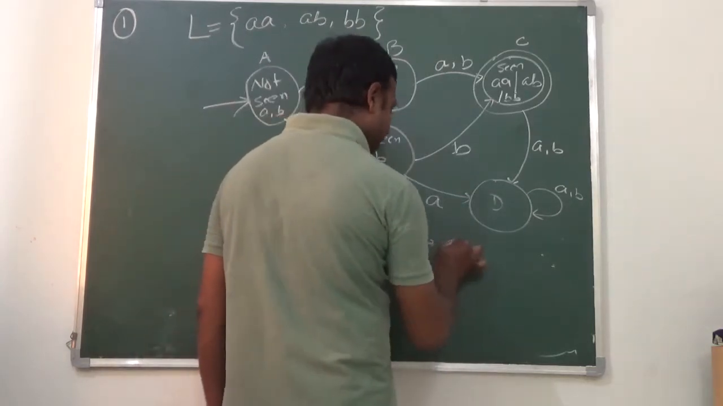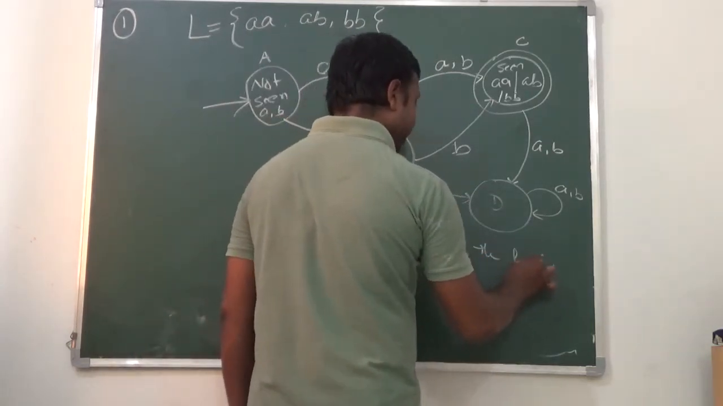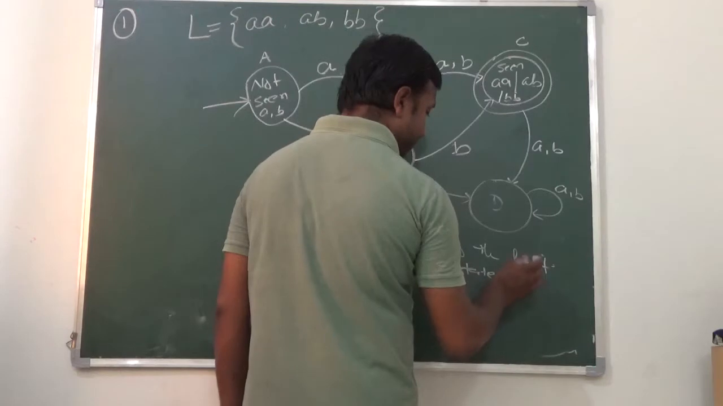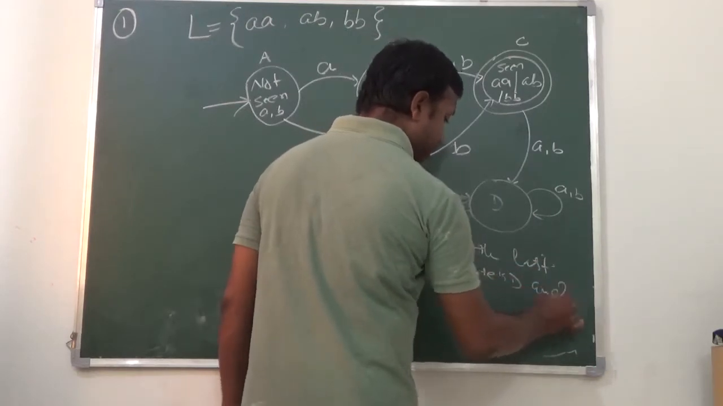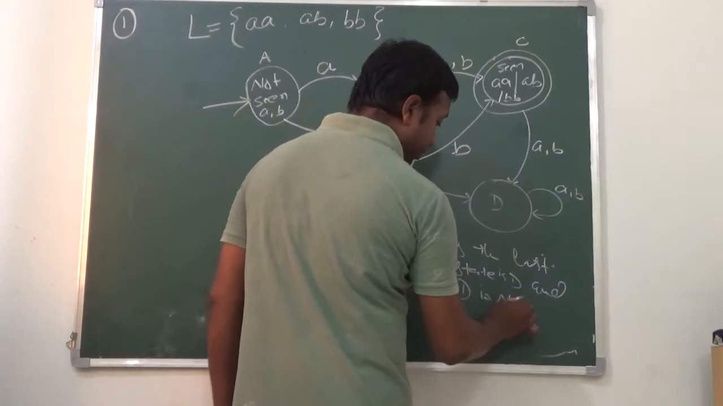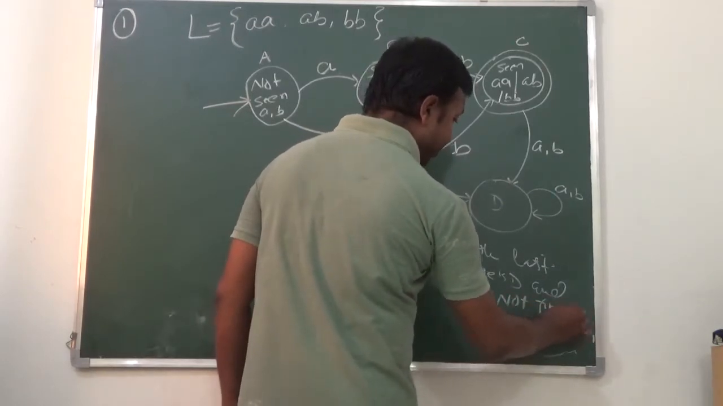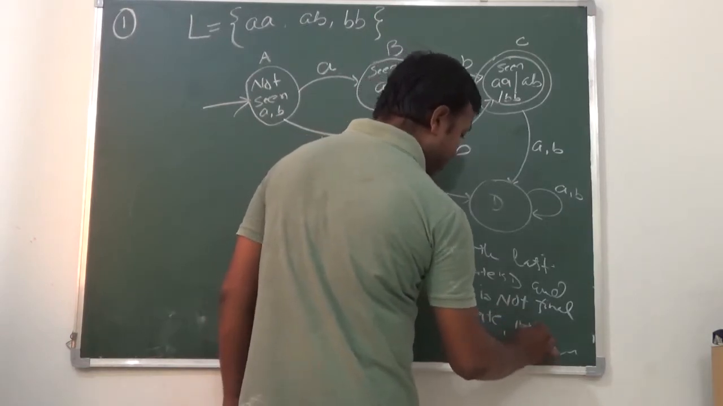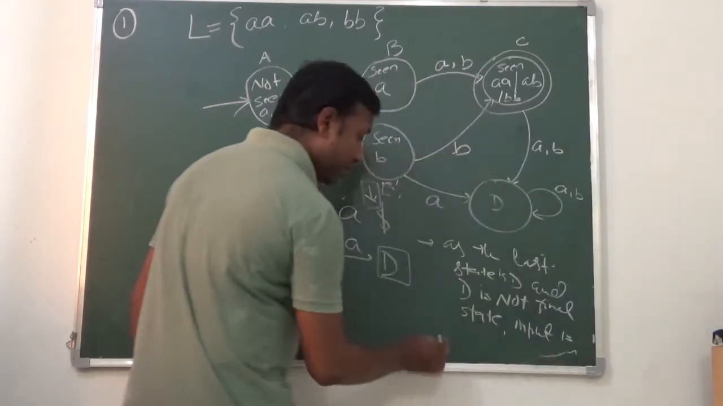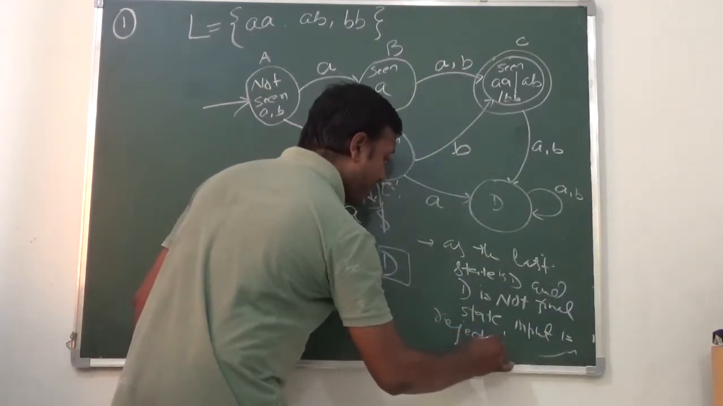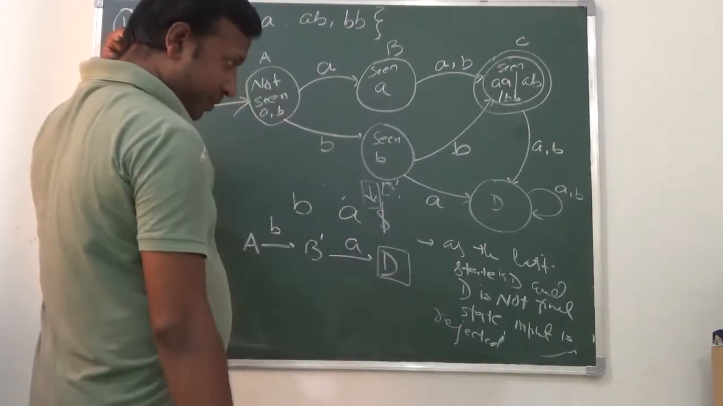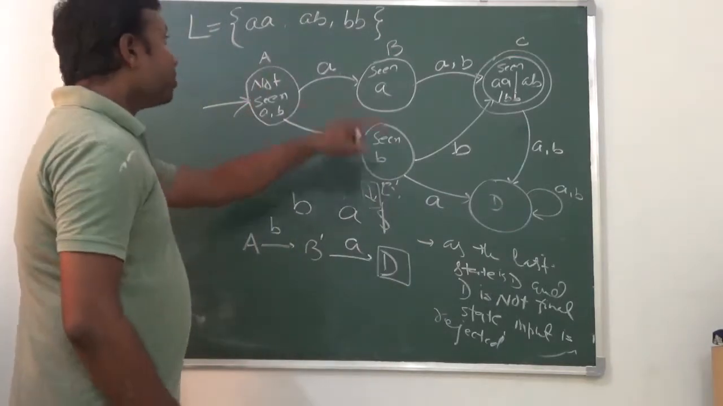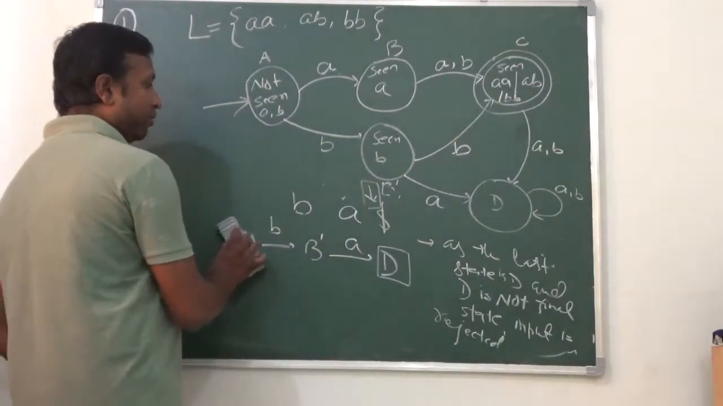So as the last state is D, and D is not a final state, the input is rejected, right? So the input should be rejected. Getting the idea? So this is how this whole model works.